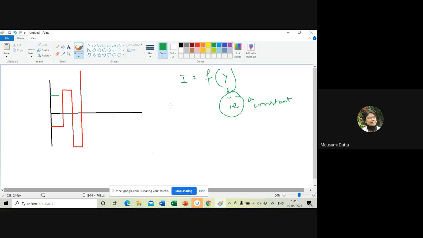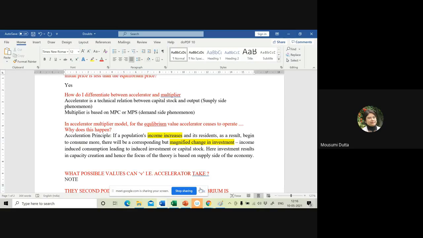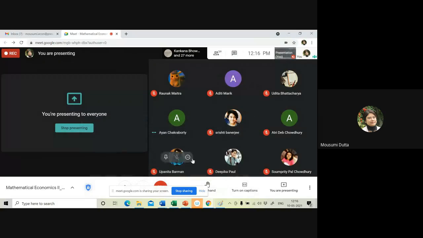However, just tell me, if we consider investment is a function of income, and if I fix income at a certain level, is there any chance that there will be some acceleration in the economy? No, ma'am. Okay, so everybody is thinking so. I don't know whose question this is, and I don't need to know that.